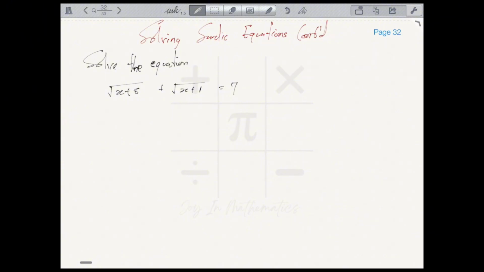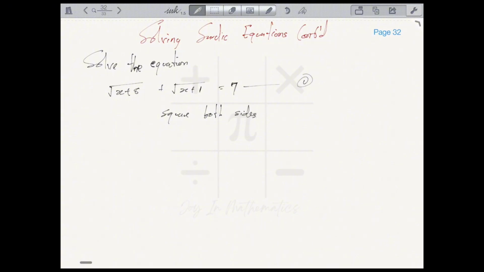So now in this question, we have 2 surd functions, and all we have to do as usual is to square both sides. So we keep squaring both sides until all the surd expressions are no longer existent there. So let's begin. We square both sides. So let's call this equation 1. Let's square both sides.